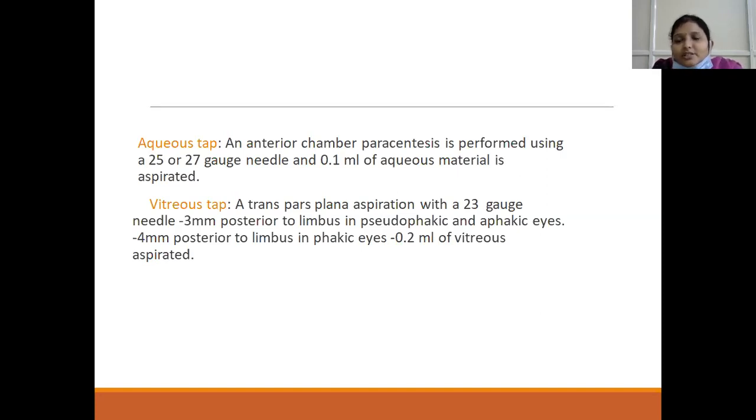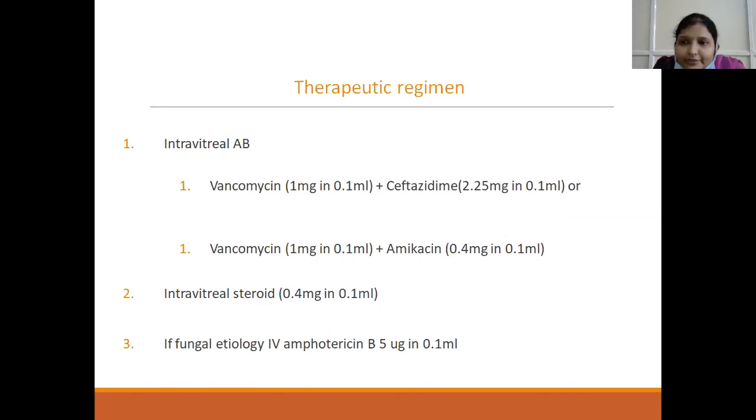So what investigations have we done? We have done B scan, aqueous tap, vitreous tap, and a thorough history should be taken. After history and investigation, we proceed with the treatment. The most important treatment is intravitreal antibiotics. At the earliest, we have to give intravitreal antibiotics.